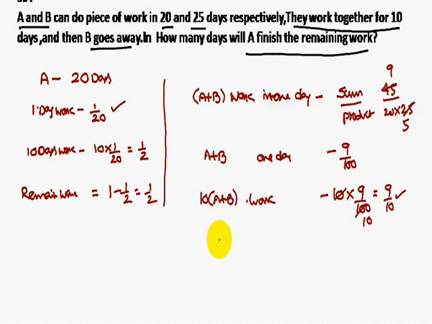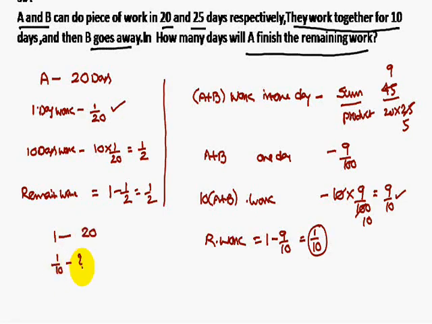So how much work are they left with? Total work is 1 unit. 1 minus 9 by 10, that means 1 by 10th of the work they are left with. This remaining work should be completed by A. In how many days will A finish the remaining work? A can complete the full work in 20 days. 1 by 10th work will be completed in how many days? 1 by 10 into 20, that is equal to 2 days. So A will take 2 days to complete the remaining work.